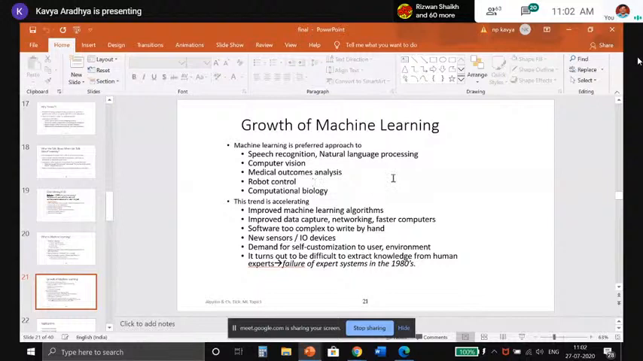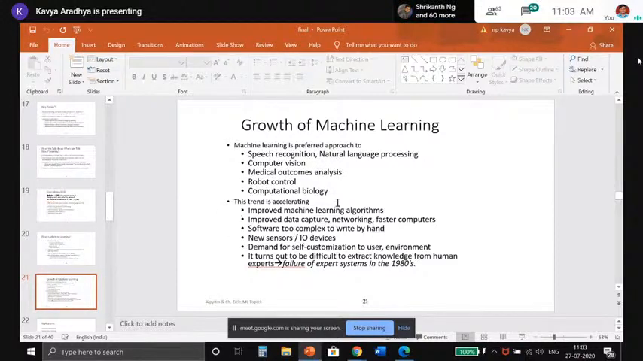Identifying patterns, image processing, and all that comes with computer vision. Object recognition, object identification, convolutional neural networks, and neural network representation also go with computer vision. And then robotic control, computational biology. These are a lot of things we have here under machine learning approaches.